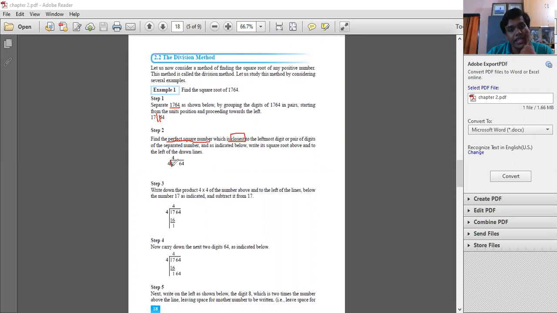Okay, this is 17. What is the square root of 17? We don't know the square root of 17, but we can't apply what we learned in the approximation method, like 3.2 as I remember. We have to put 4, because the closest is 4. 4 into 4 is 16, and hence we will put 4. Then write down the product 4 into 4 below the number 17 as indicated, and subtract it from 17.